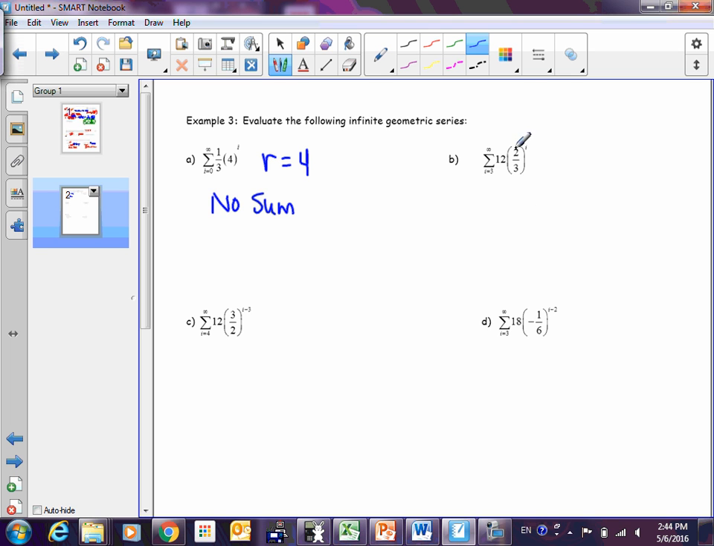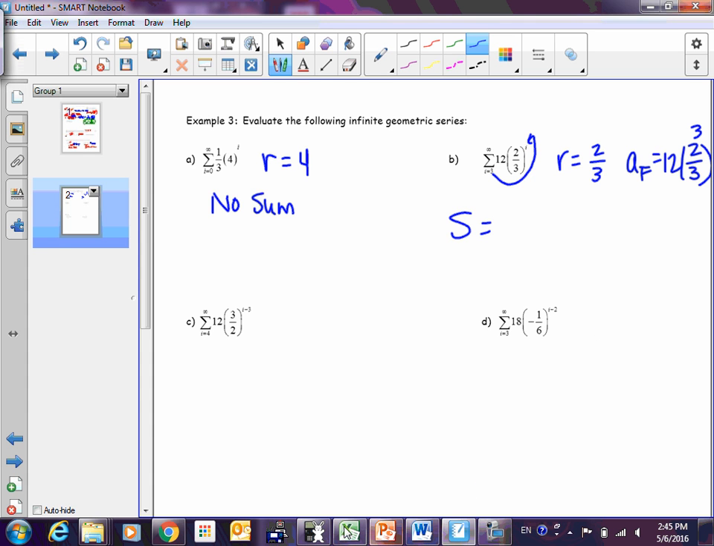Okay, look at B. In this case, r is 2/3. Can we use our new formula here? Yes. So that sum is going to be... now we have to find the first term. The broader question is, how do you find the first term? You always find it by taking this number and plugging it in right there. So 12 times 2/3, in this case to the 3 power.